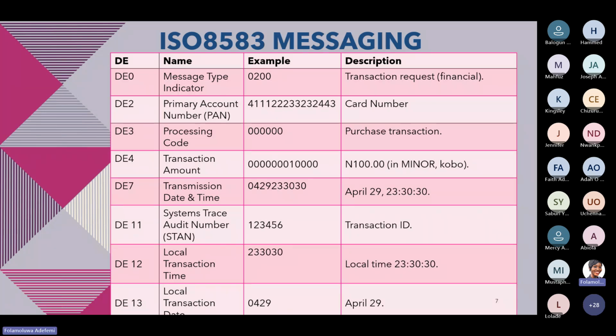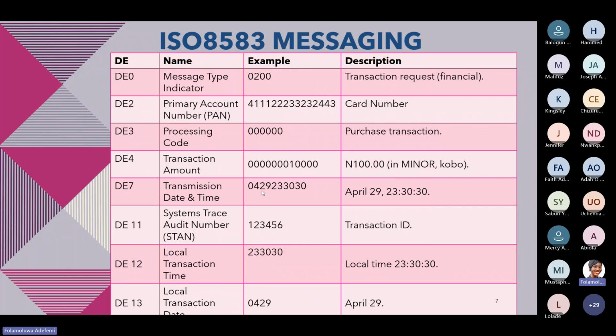Data element 4, we have the transaction amount, which is the amount for that transaction. It's usually in minor. So by minor, I mean it's in kobo in our own case. If it's USD, it's in cents. But if you hear major, major means it's in naira. That's pretty much what it means. So if you see this transaction amount, even though it's 10,000, because it's minor, we would be dividing by 100. And so this is 100 naira. So the transaction amount field is usually in minor or the lower denomination.